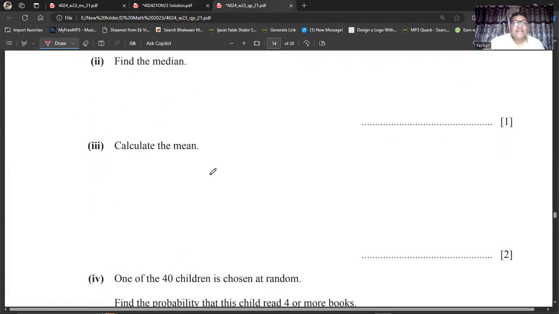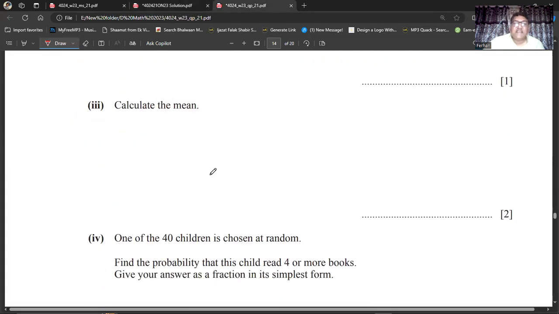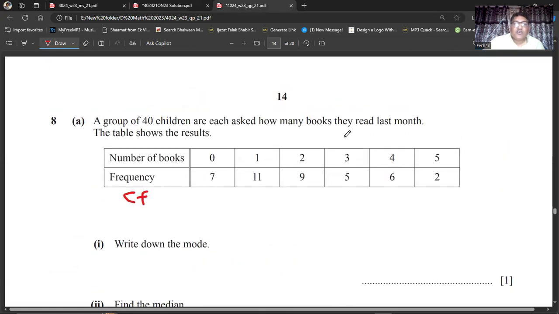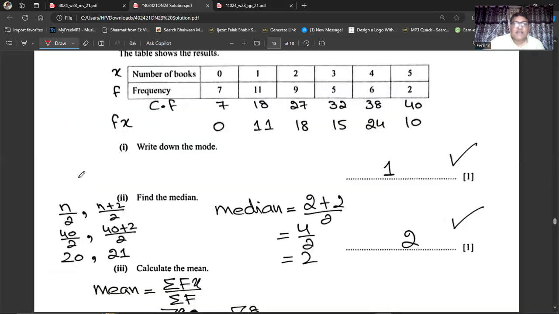Okay. Then he says calculate the mean. It's a 2 marks question. So a frequency table is given here, and this is the value of x, this is the value of f. You multiply f and x, you get a row here which is fx. You multiply f and x. So 0 multiply 7, that's 0, 1 multiply 11, that is 11, 2 multiply 9, that is 18, 3 multiply 5, that is 15, 4 multiply 6, that is 24, 5 multiply 2, that is 10.